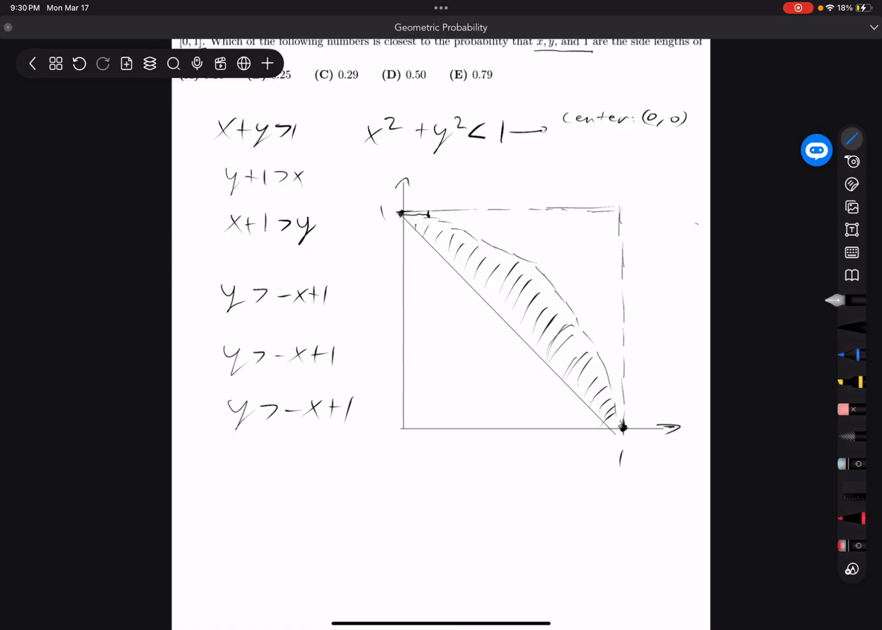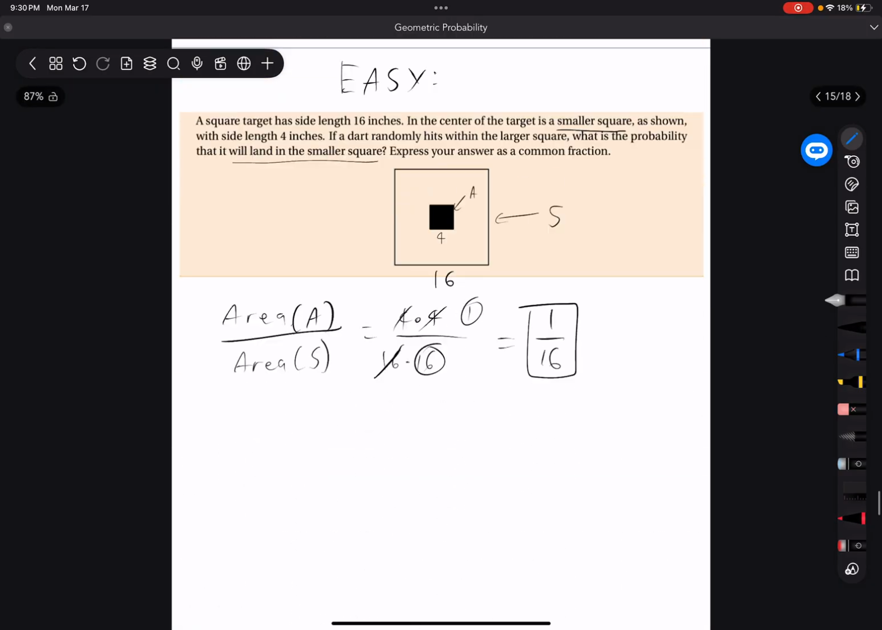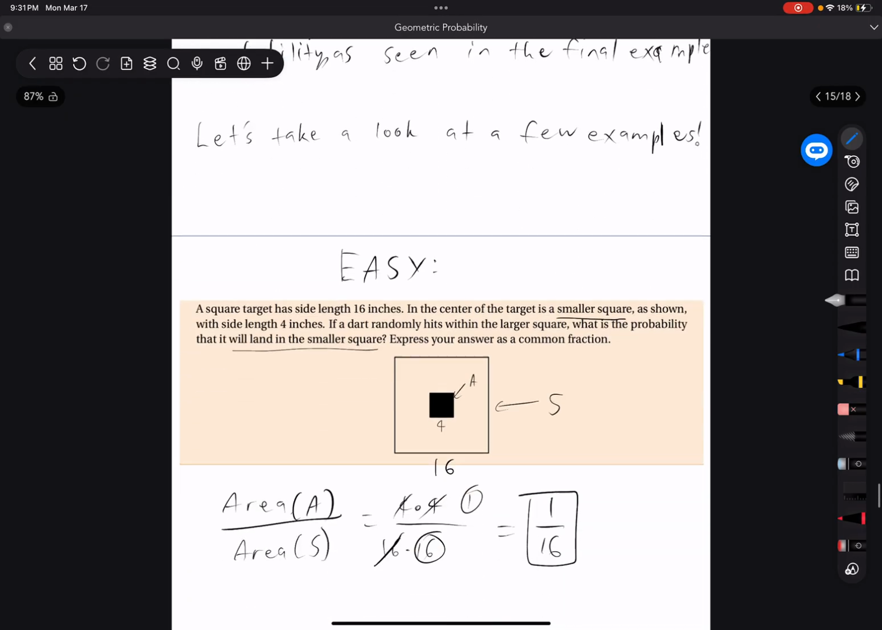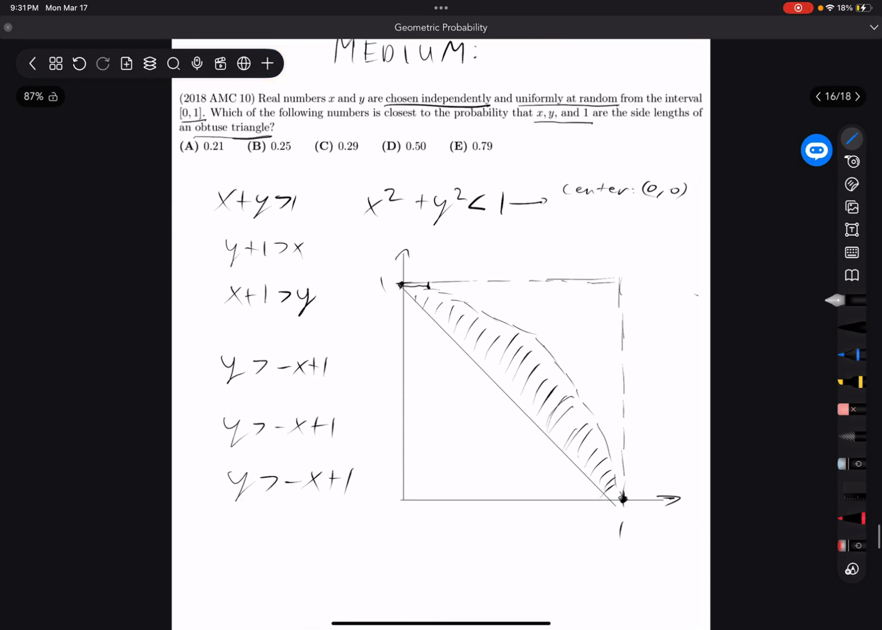How would we calculate the area of this region? Now it goes back to the formula we learned up here: the area of A divided by the area of S. So we know now that this is going to be the area of this region, which is A, divided by the total area, which is S. Now we actually only need to find A because the area of S is just 1. So dividing by 1 would not make a difference. Now how would we find this?